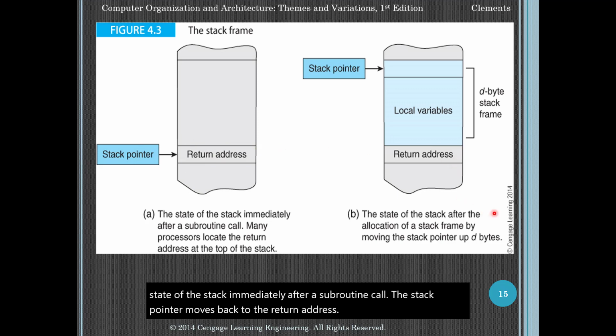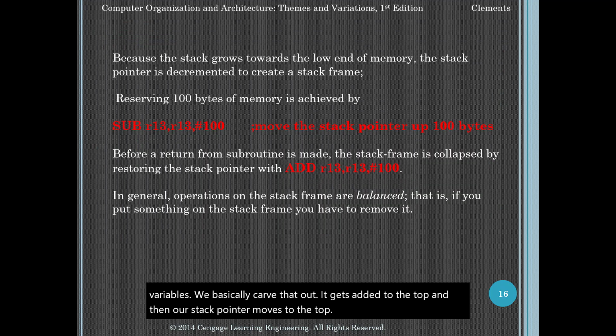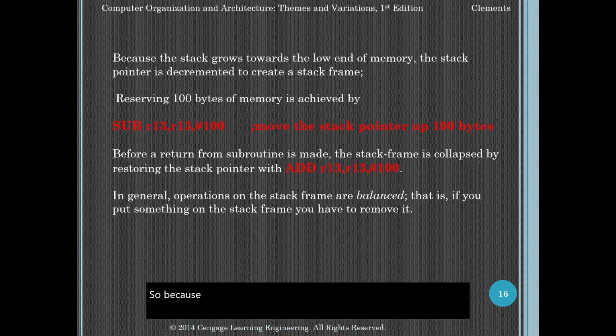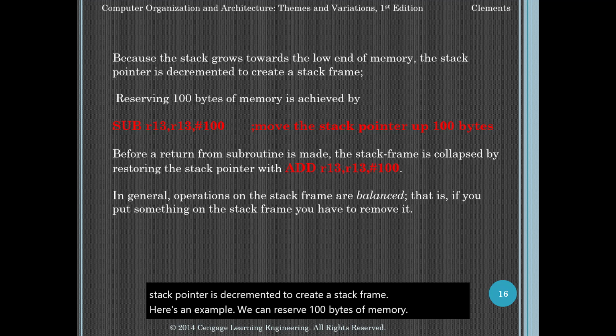And then after the allocation of a stack frame, here's our local variables. We basically carve that out. It gets added to the top, and then our stack pointer moves to the top. Because the stack grows towards the low end of memory, the stack pointer is decremented to create a stack frame. So here's an example. We can reserve 100 bytes of memory by using this statement right here.